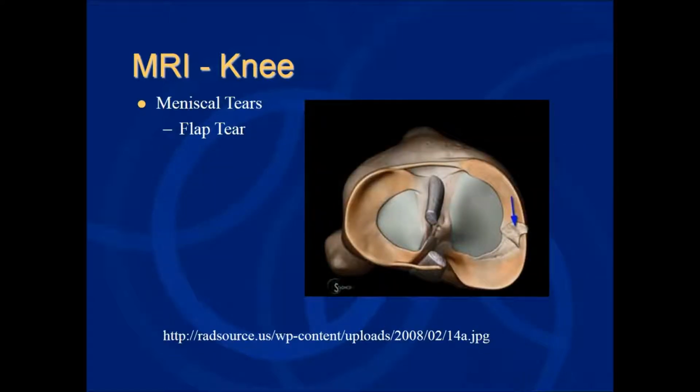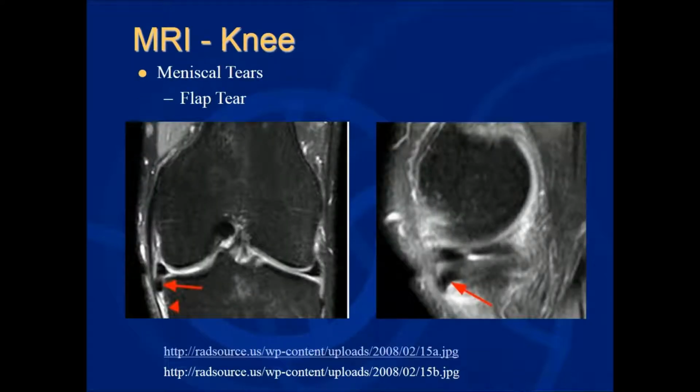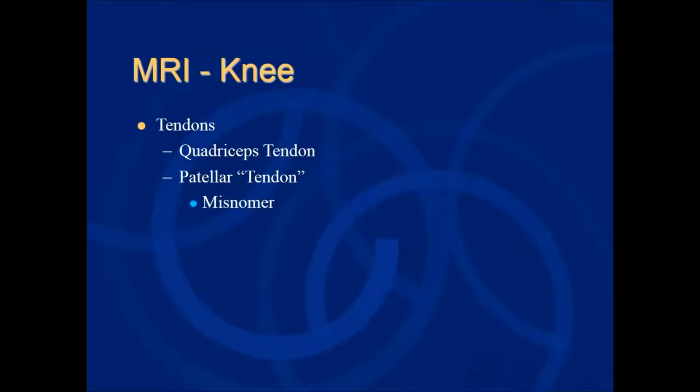This is a flap tear, meaning that there's kind of a delamination or a tear involving only one side, maybe the undersurface or the superior surface of the meniscus, that becomes flipped and does not extend all the way through the meniscus itself. Image on the left here, the arrow is pointing at the flap, which has been displaced inferior to the body of the meniscus. The sagittal image on the right is showing a similar finding.